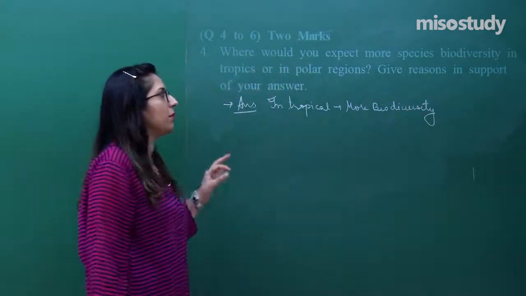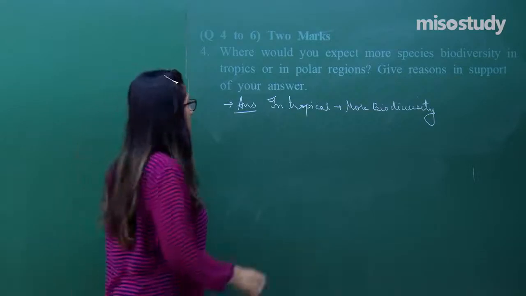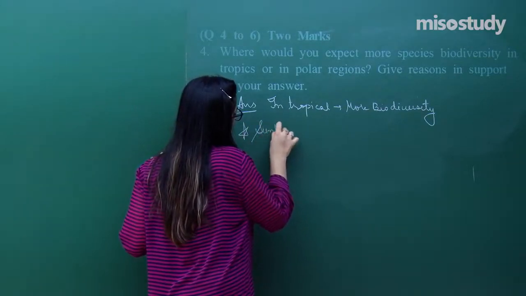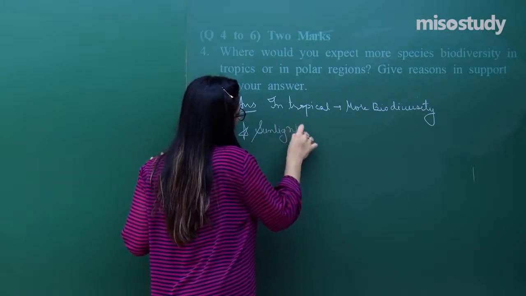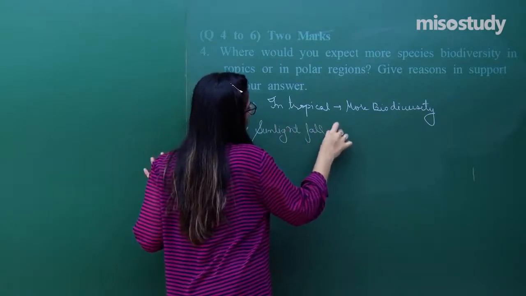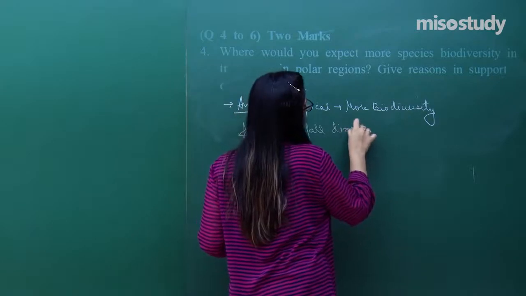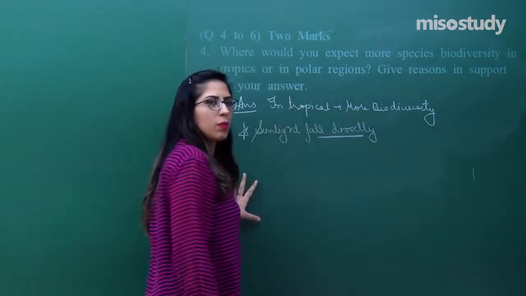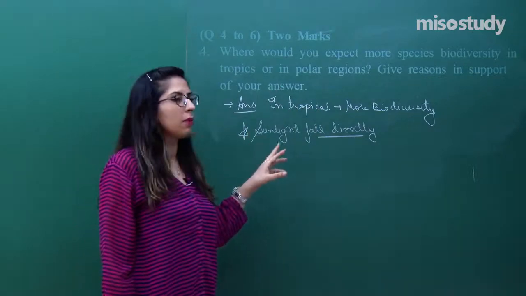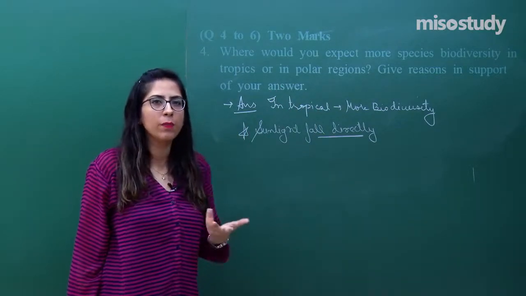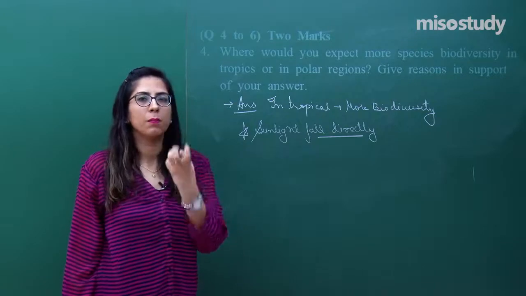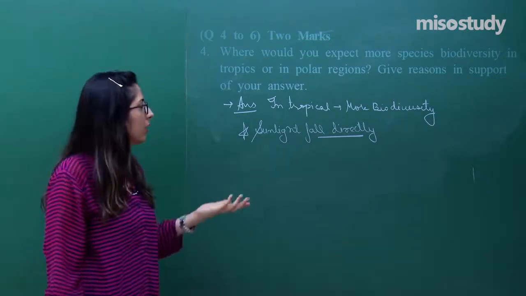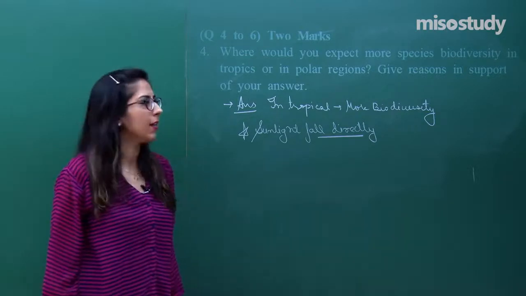Now I have to explain the reasons for that. First thing is that sunlight falls directly. When sunlight is falling directly, that means photosynthesis will be happening. That means the organisms, the plants, will be able to flourish. Herbivores will be able to develop over there. So, the sunlight falls directly.